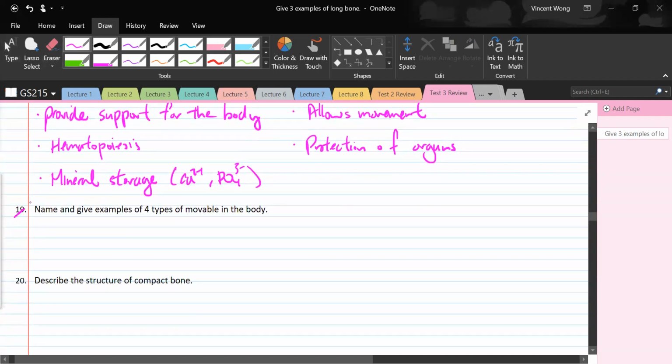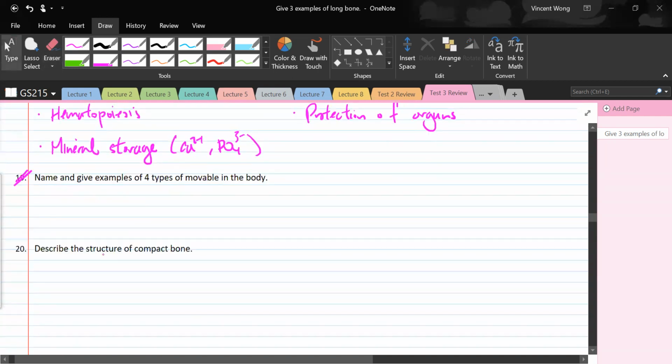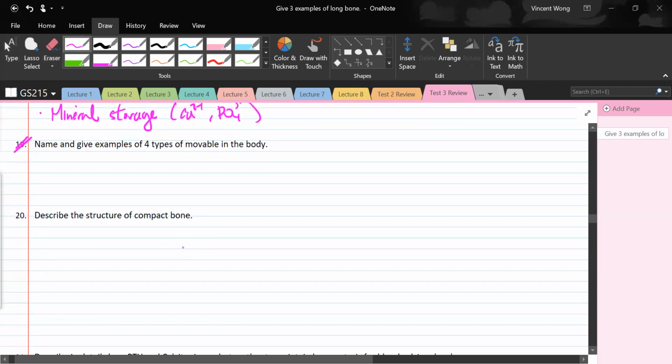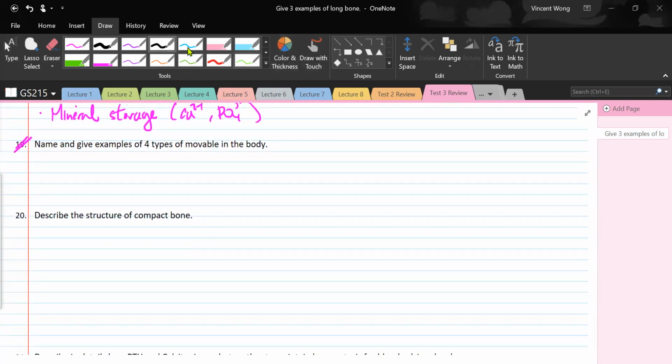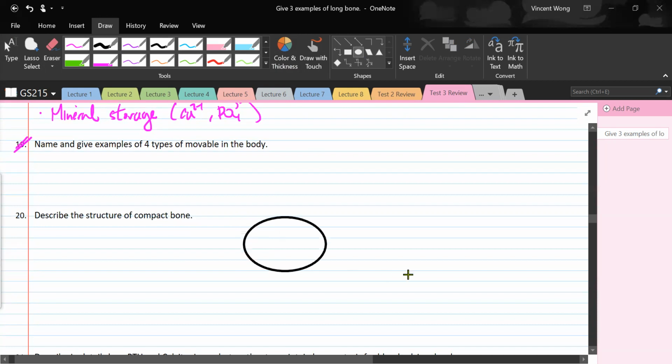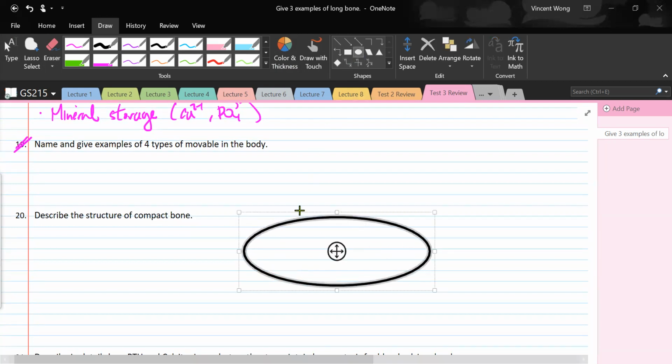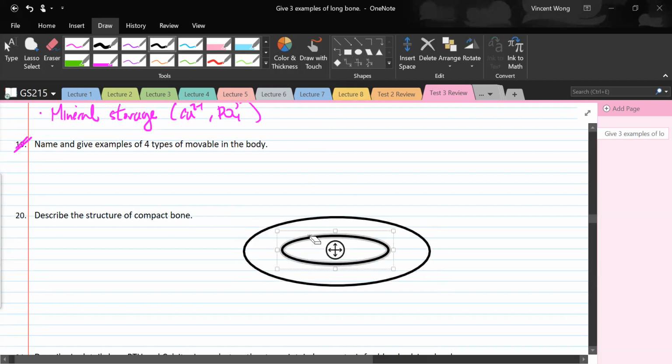We did this already. We're not going to do that again. Describe the structure of compact bone. You should know the different parts, okay? Like I might give you a picture and ask you to identify it. We did that very elaborate picture of compact bone, right? So maybe just go through it again yourself, but here's the gist of it. This is the osteon, right? Which is the structural unit of your compact bone.